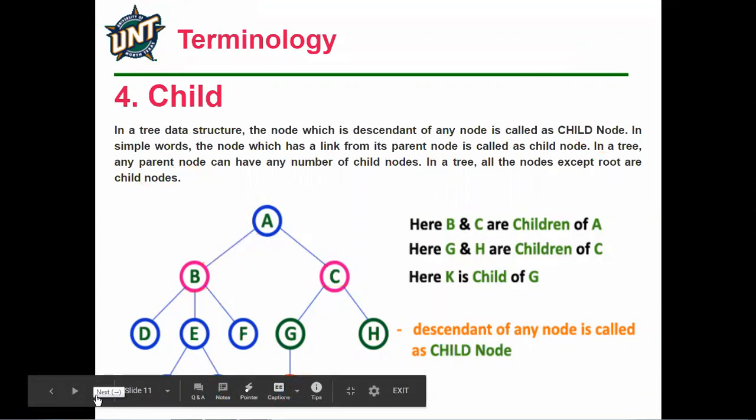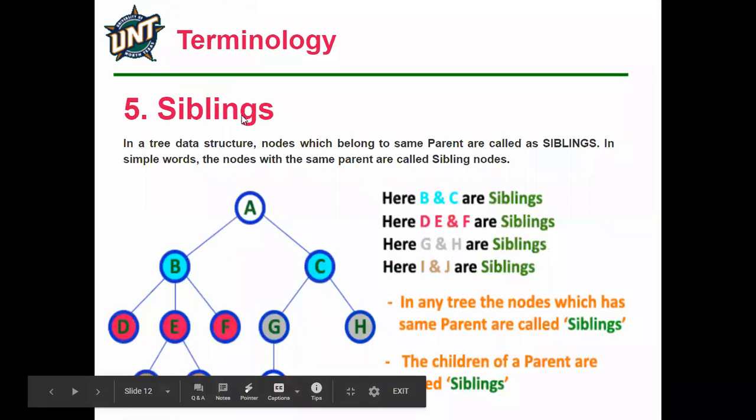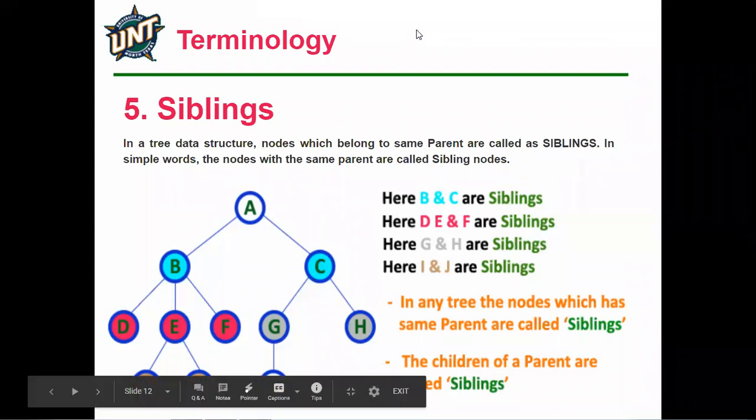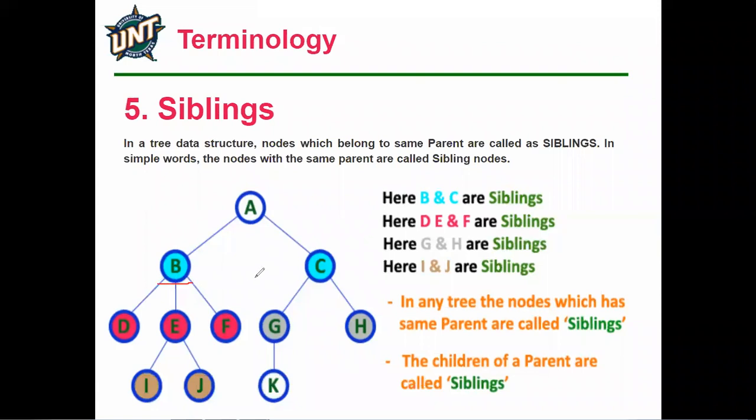Any doubts still? Okay, so these are the very basic terminologies of the tree data structure. The next one is sibling. The fifth term is sibling. What is meant by sibling here? You can understand from the highlighted color. In a tree data structure, nodes which belong to the same parent are called siblings. You can easily understand this using the diagram. You can see that B and C, highlighted in light blue color, are siblings.